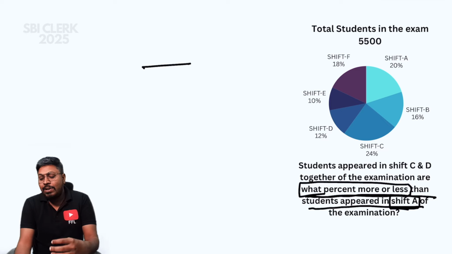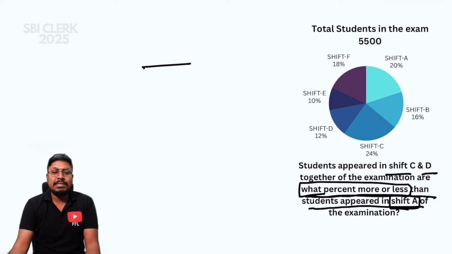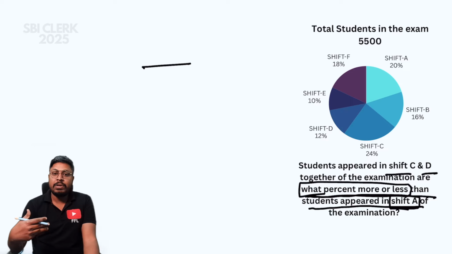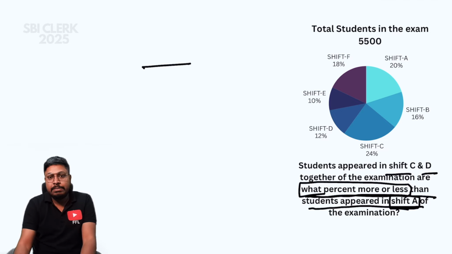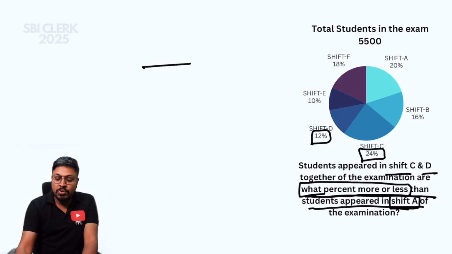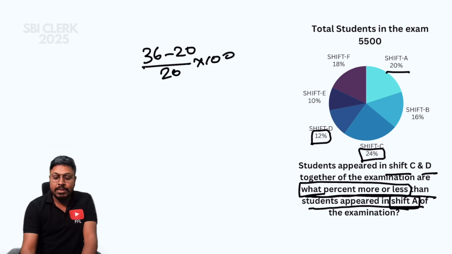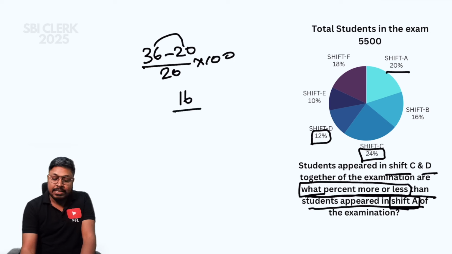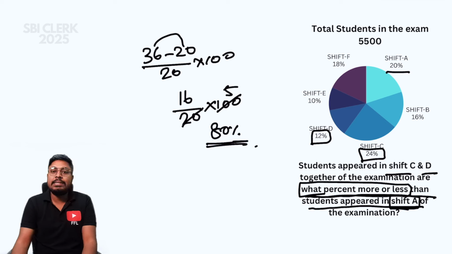You don't want to find all the shift C persons and shift D persons separately. Why? Because in the numerator we are going to write 5500, and in the denominator also 5500. We are going to cancel it. So instead of finding all the values separately, write only the percentage. C is how much? 24. D is how much? 12. When you add these two values, the result will be 36. What about A? A is 20. So (36 minus 20) divided by 20 into 100. 36 minus 20 will be 16. So 16 by 20 into 100. We can cancel: 5 times 20 is 100, so 80 percentage. So the answer for this question is 80 percentage.